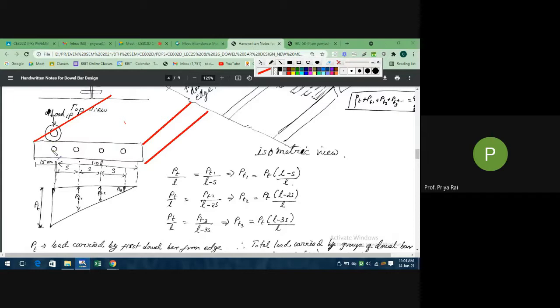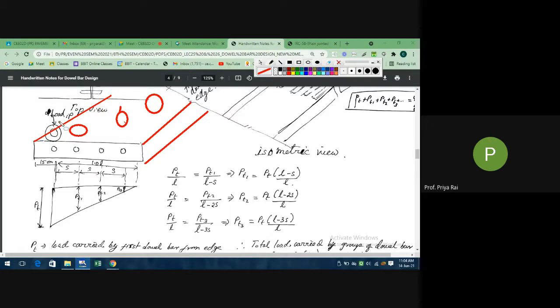As I said, these are the group of the dowel bars. Their purpose is to transfer the load from this slab to the adjacent slab. The load may be at any position, somewhere here, somewhere here, whichever position. But why am I considering this one only? Because this is a critical position.